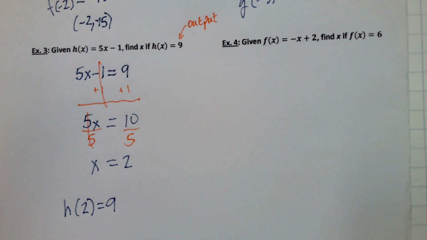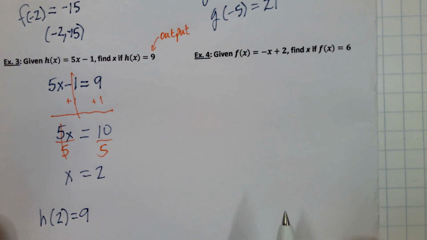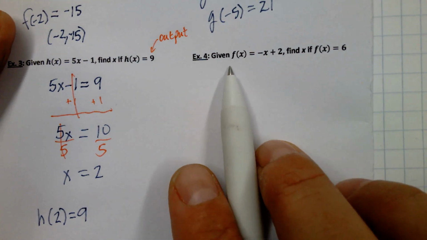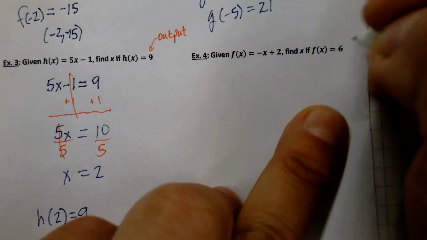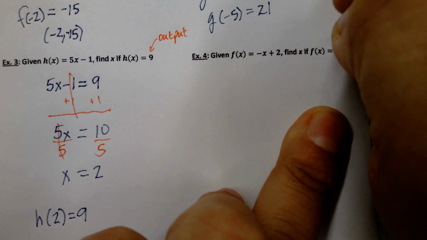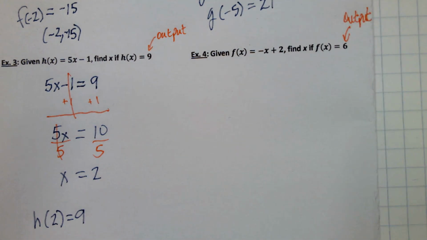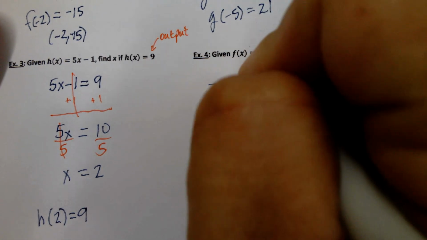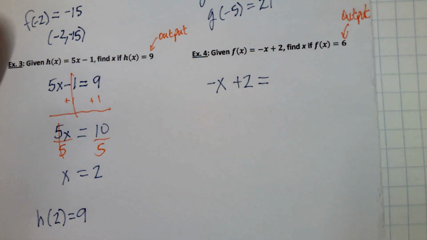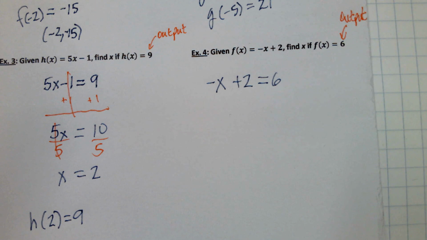Let's move on to the next one. So now we have f of x, and they give us the output again. They say f of x equals 6. Okay? So we write the output, negative x plus 2. And this time it has to equal how much? 6. So we solve it. Let's solve this.